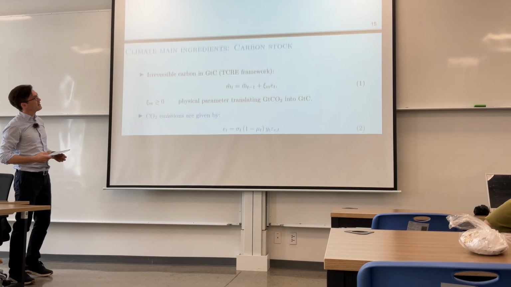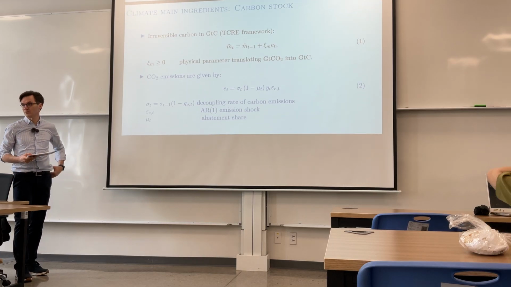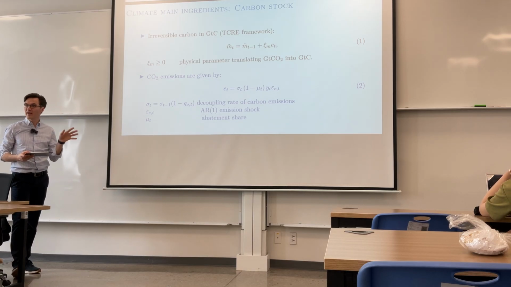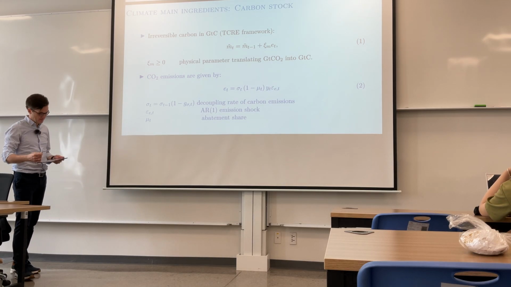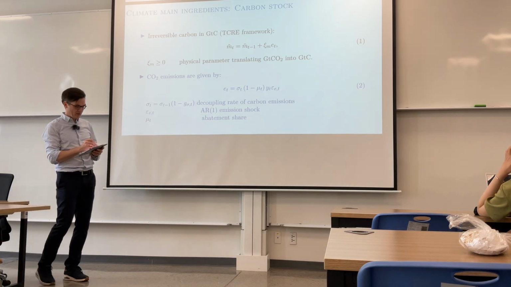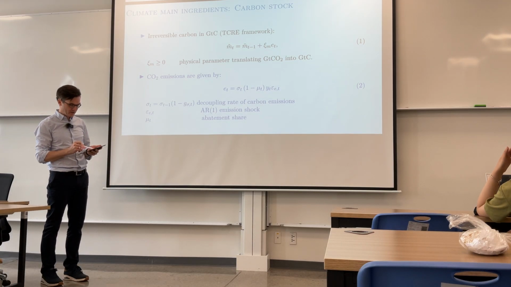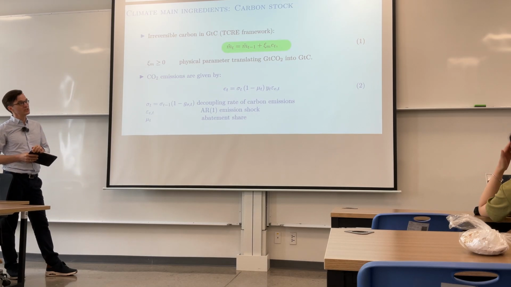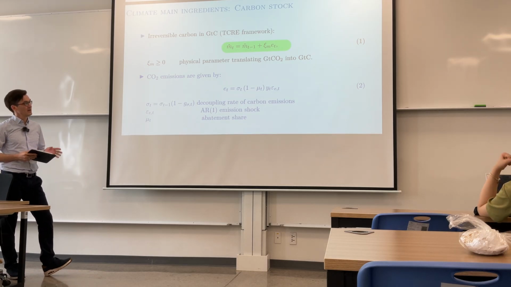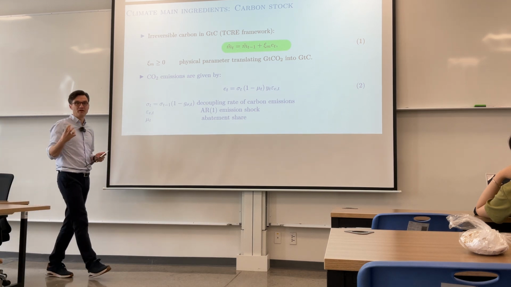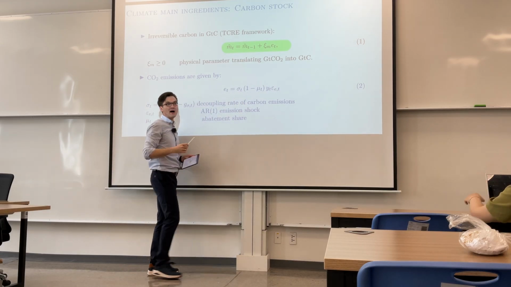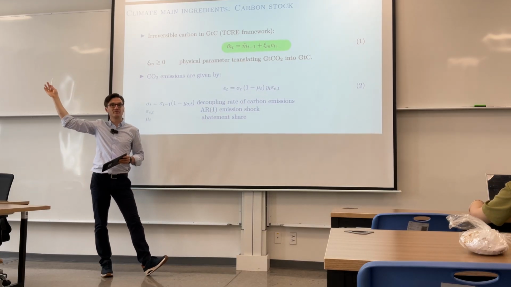Then let's proceed and get to the meat of the climate part. The next 3 slides really lay out the climate element of this economy. Let's start with one key equation, equation number 1. This is what the authors call the so-called irreversible carbon. They denote carbon in the atmosphere by the letter M, and they have a law of motion for the amount of carbon in the atmosphere.